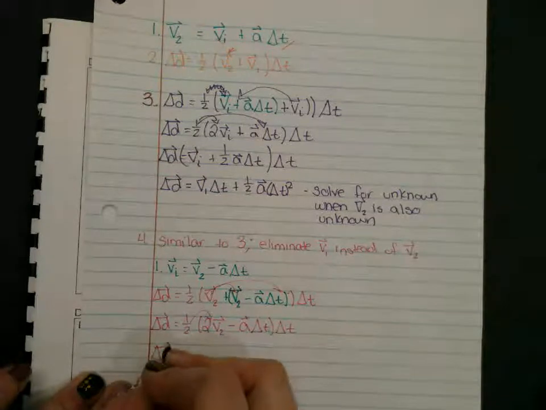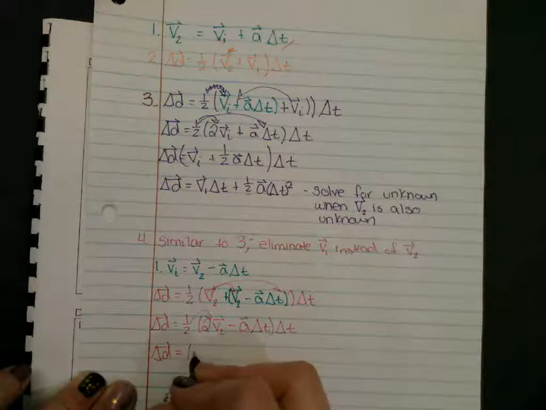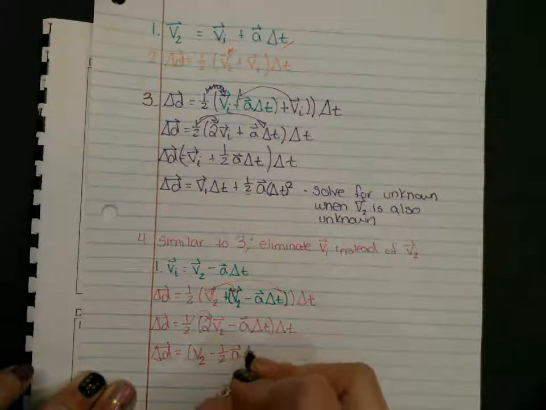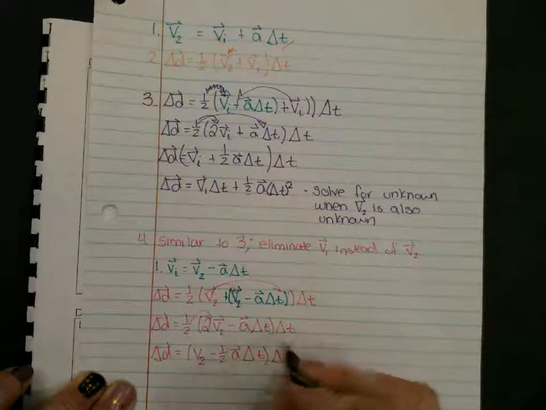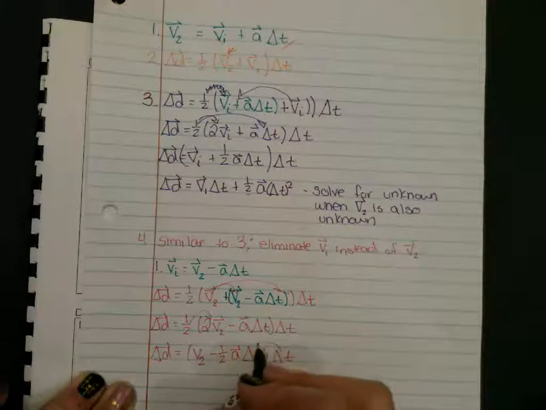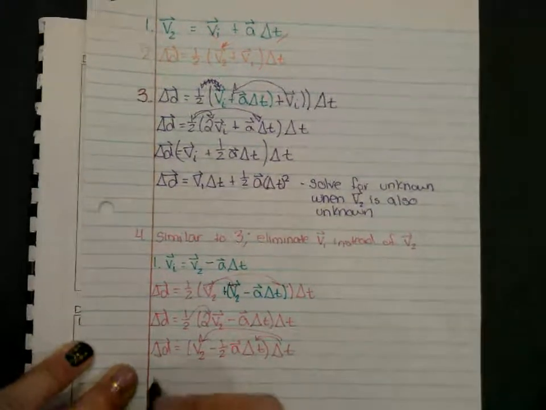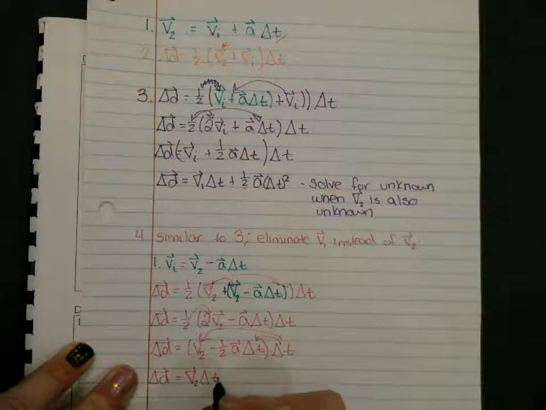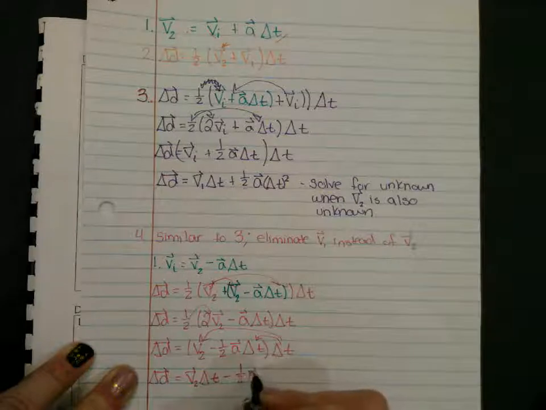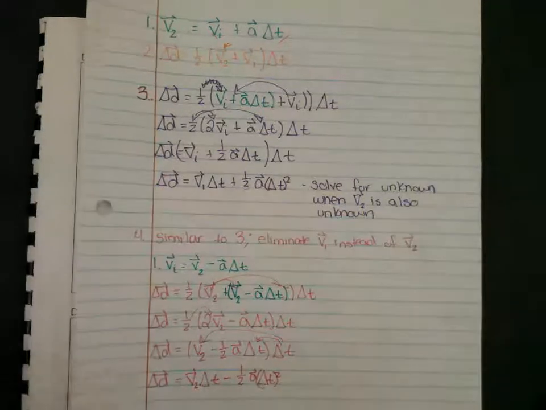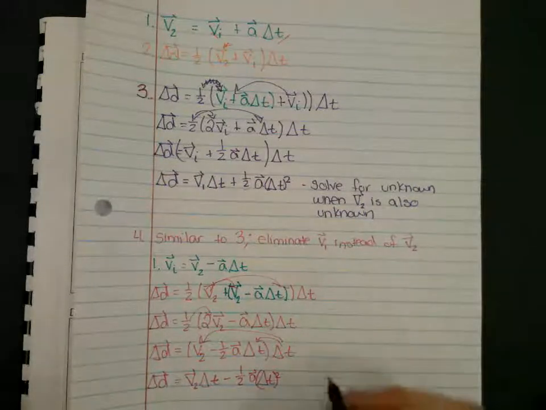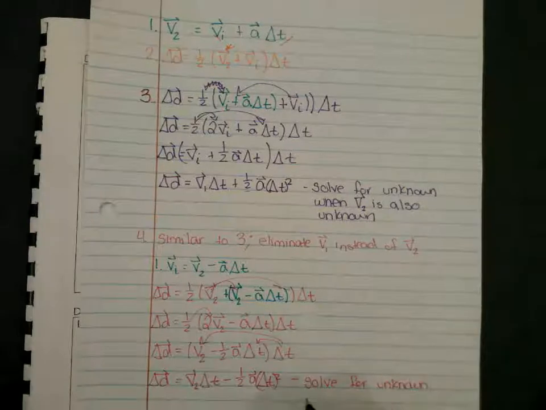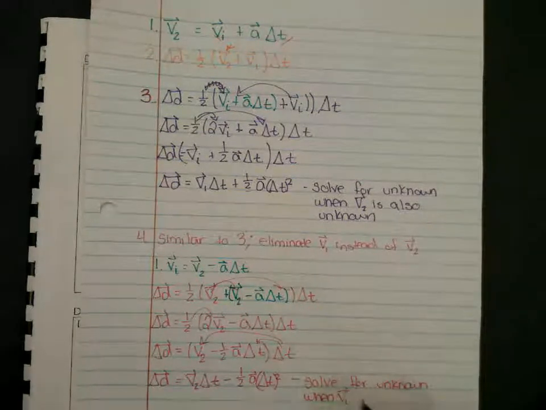So I'm going to get that my displacement is equal to final velocity minus 1/2 acceleration change in time. I'm going to distribute my change in time throughout, and I'm going to get my displacement is equal to my final velocity times change in time minus 1/2 acceleration change in time squared. And again, the only thing we're going to square is that change in time. So we're going to use this equation to solve for an unknown when initial velocity is also unknown.